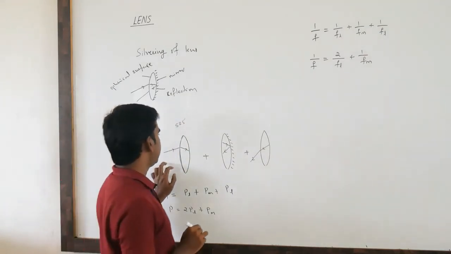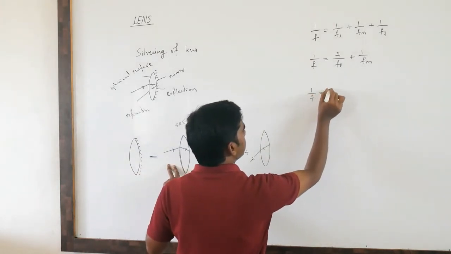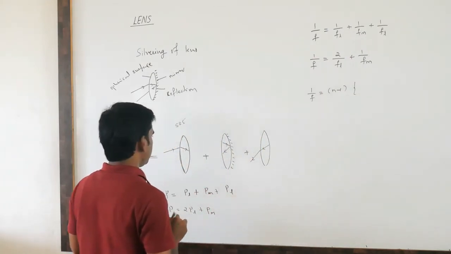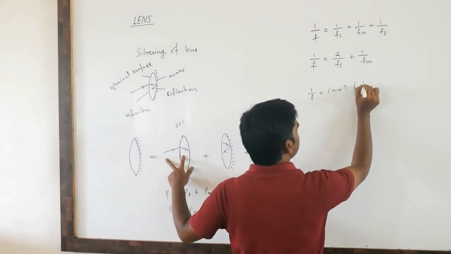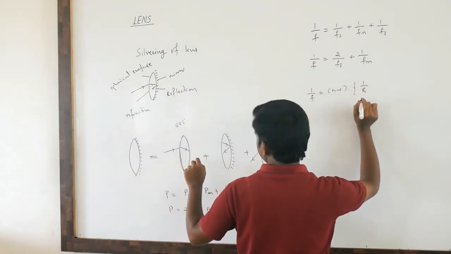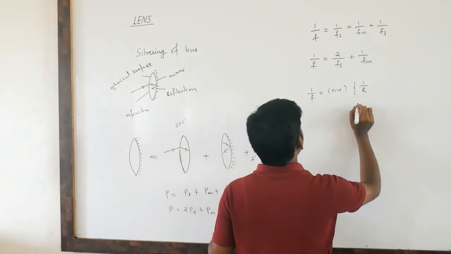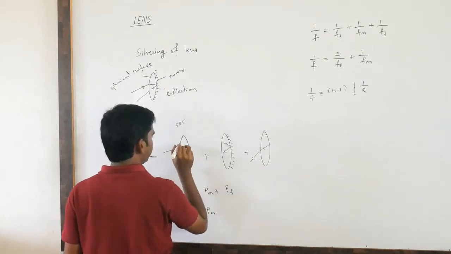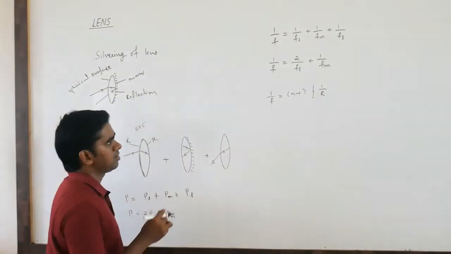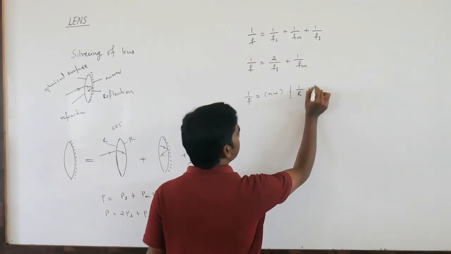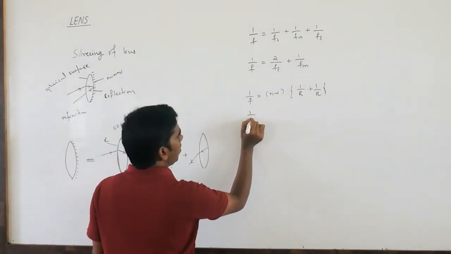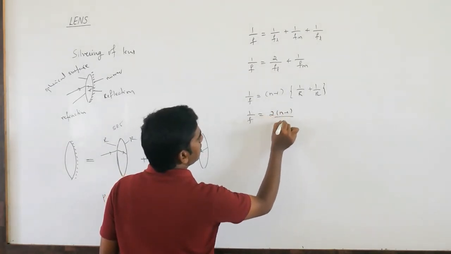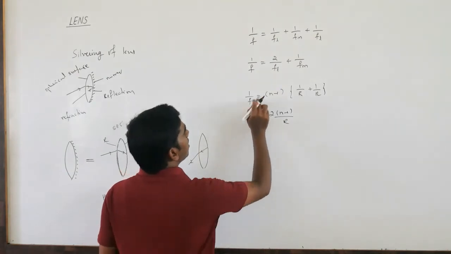For a spherical refracting surface, if you apply 1 by f equals (n minus 1) times 1 by r, what is it acting as? It is a complete lens. So even though it is a spherical refracting surface, you take it as a lens. Suppose these two are the same, this is also having r and this is also having r. So 1 by r minus minus will become plus. So 1 by f equals 2 times (n minus 1) divided by r. Okay. So this is the focal length of lens.